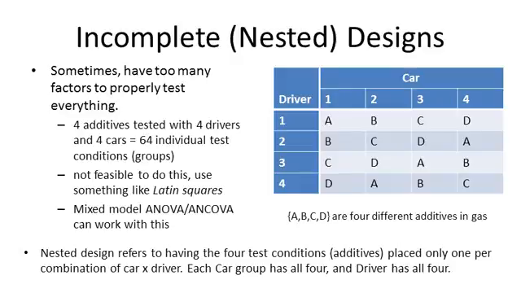It's simply not feasible to do this, so sometimes we can use something called Latin squares, which is demonstrated on the right. Basically, each driver and each car experiences each of the conditions once. The mixed model ANOVA or ANCOVA can work with this and is robust enough that it can handle this without you worrying too much about compromising your ability to make any conclusions from the tests.